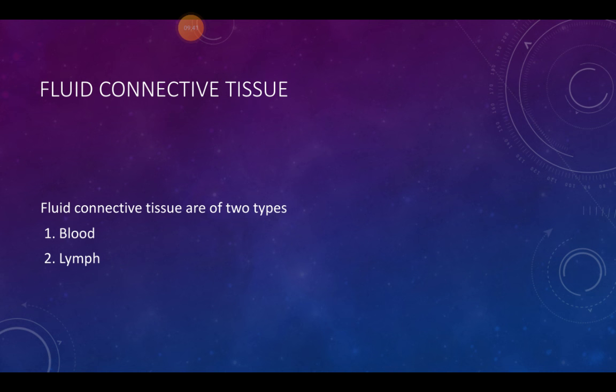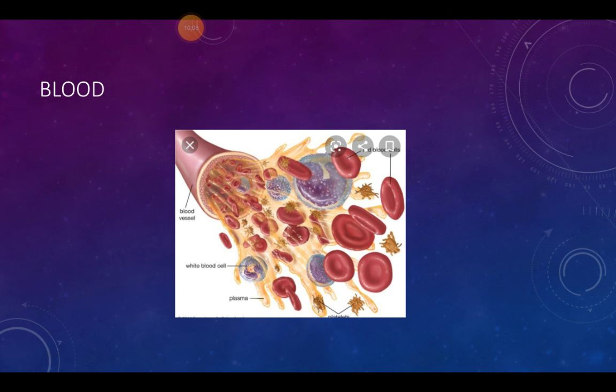Next, fluid connective tissue. Fluid connective tissue has a matrix in a fluid state. The matrix does not contain fibers. The main function of fluid connective tissue is to transport substances in the blood. It is of two types, blood and lymph.